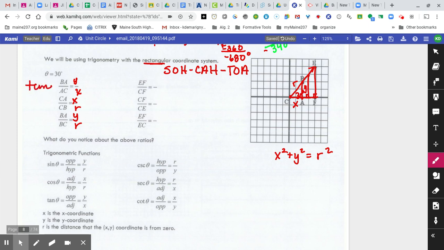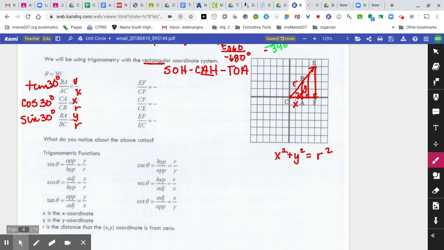This would be the tan of 30 degrees. If I used the ratio of CA over CB, this is adjacent over hypotenuse, and adjacent over hypotenuse would be the cosine of 30 degrees. And then if we wanted the final one, BA over BC, that is opposite over hypotenuse, and opposite over hypotenuse would be the sine of 30 degrees.